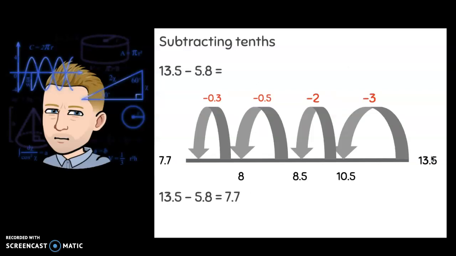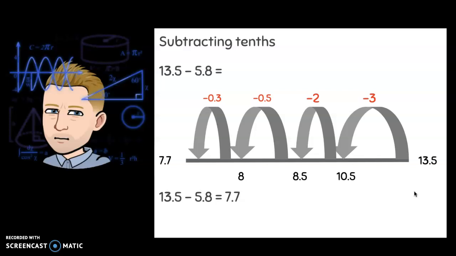A trickier question. 13.5 take away 5.8. Again, on the right hand side of the number line, I've written 13.5 and I'm going to make jumps along the number line until I've taken away 5 wholes and 8 tenths. So first thing I do, 13.5, I'm going to take away 3 wholes. So 13.5 take away 3 gives me 10.5. So I'm going to take my whole numbers away first. Then I'm going to take away another 2 wholes. So 10.5 take away 2 equals 8.5.